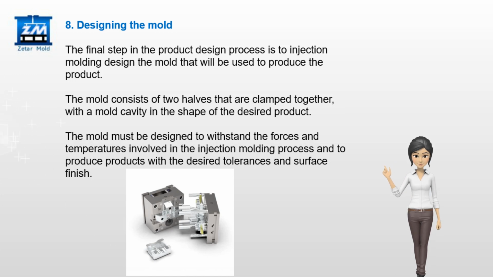Designing the mold. The final step in the product design process is to design the mold that will be used to produce the product. The mold consists of two halves that are clamped together, with a mold cavity in the shape of the desired product. The mold must be designed to withstand the forces and temperatures involved in the injection molding process, and to produce products with the desired tolerances and surface finish.